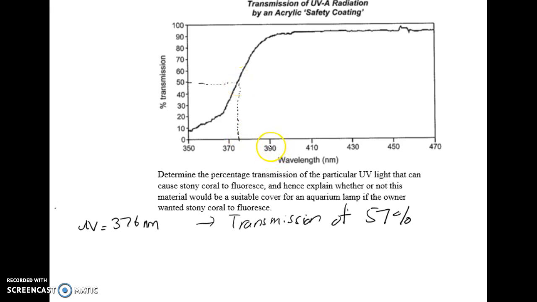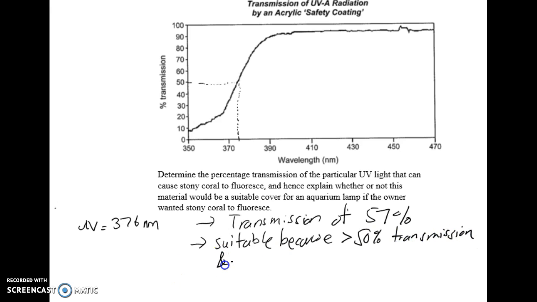To answer whether it's suitable or not, I would say that in this case it will be suitable because you can satisfy that it is more than 50% transmission. And this allows the coral to fluoresce. Yeah, so it is sufficient. So this will be the solution for this.